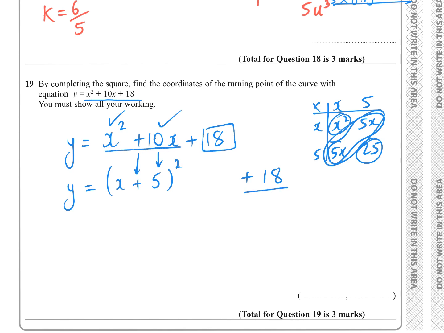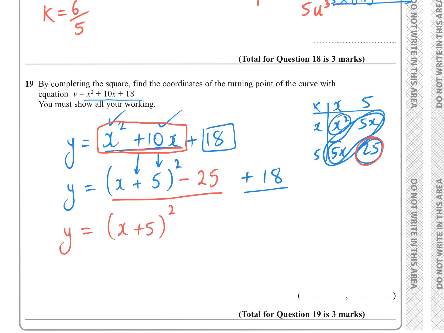So because we have a 25 when we multiply x plus 5 by itself, we didn't have that value here, so we have to take that 25 away. Then this is exactly the same as this. So we then have y is x plus 5 all squared minus 25 plus 18 is minus 7.